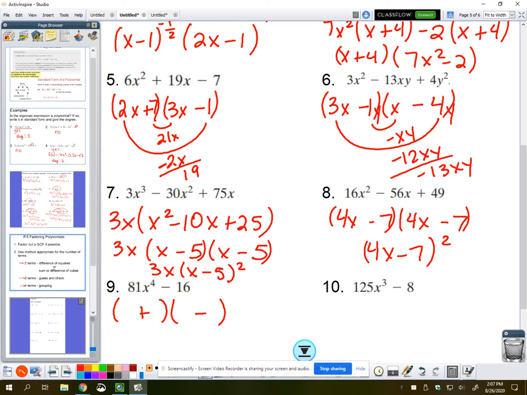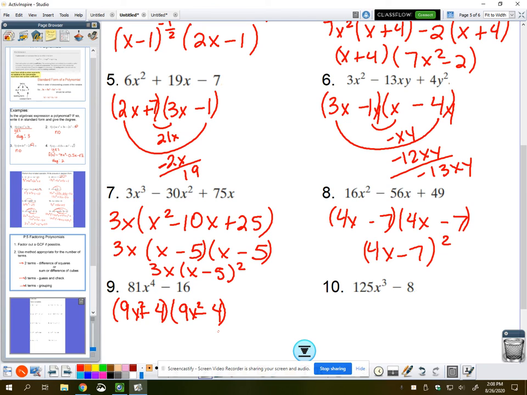All right, so the square root of 81 is 9. The square root of x to the 4th is x squared. So if you have a difference of squares, you're going to do their square roots added, their square roots subtracted. So the square root of 81x to the 4th is 9x squared. The square root of 16 is 4.